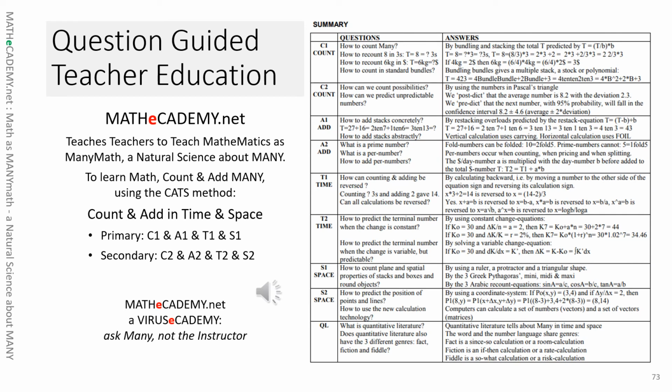mathecademy.net teaches teachers to teach mathematics, as menomath, a natural science about many. To learn math, count and add many, using the CATS method. Count and add, in time and space. Primary school: C1, A1, T1, and S1. Secondary school: C2, A2, T2, and S2.